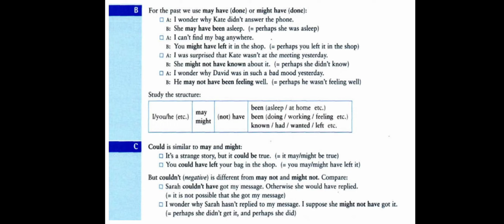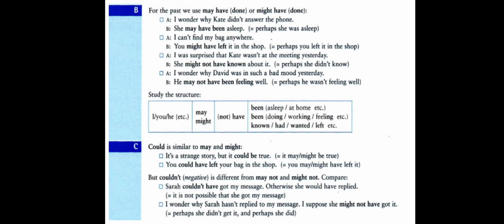To conclude the structure here, for negative possibility in the past, we use may or might plus not plus have plus past participle of the verb. If the verb is was or were, then it becomes been. If the verb is a main verb, then we have the past participle of the main verb, as known, had, wanted, and left. So it becomes like this. I may not have been asleep, or I might not have been asleep, or I may not have been at home, or I might not have been at home.